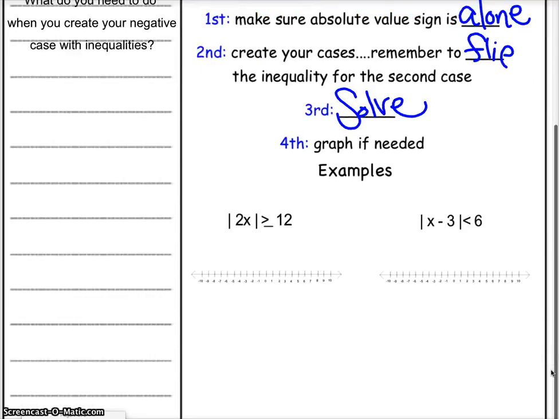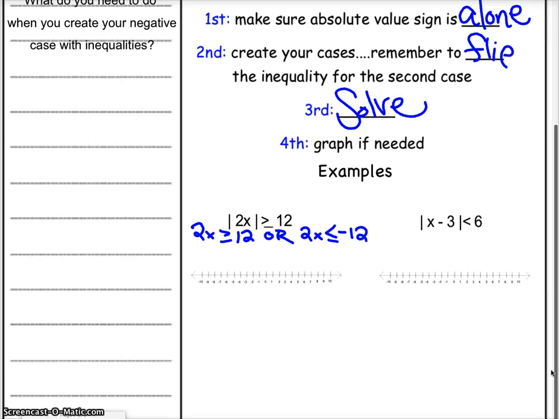So the absolute value of 2x is bigger than or equal to 12. Is it alone? Yes, it is. There's nothing by the absolute value sign except the inequality. So I can make my cases. So I say 2x is bigger than or equal to 12, or, now I have to flip it with the negative case, 2x is less than or equal to negative 12.